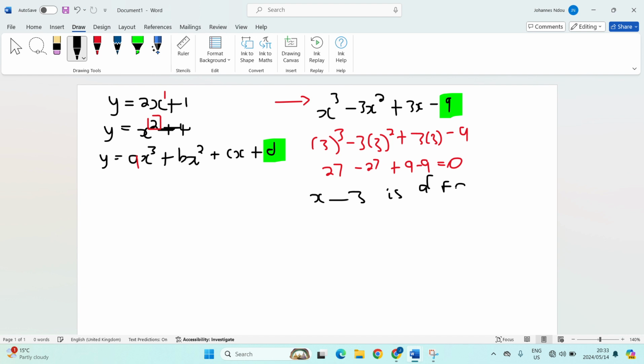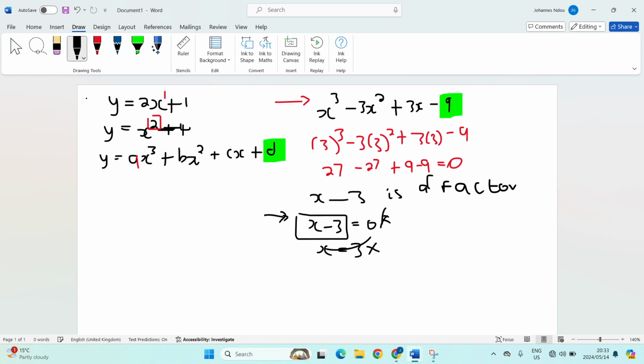Now why do we say x minus 3? Remember that 3 is a solution. In order to solve for x on x minus 3, I'm going to say x minus 3 equals 0, and I'm going to have x as positive 3. So this means that x minus 3 is one of the factors before we find the final answer. Make sure you're able to factorize. You must note that before we reach the final answer, this is the step that comes before it.